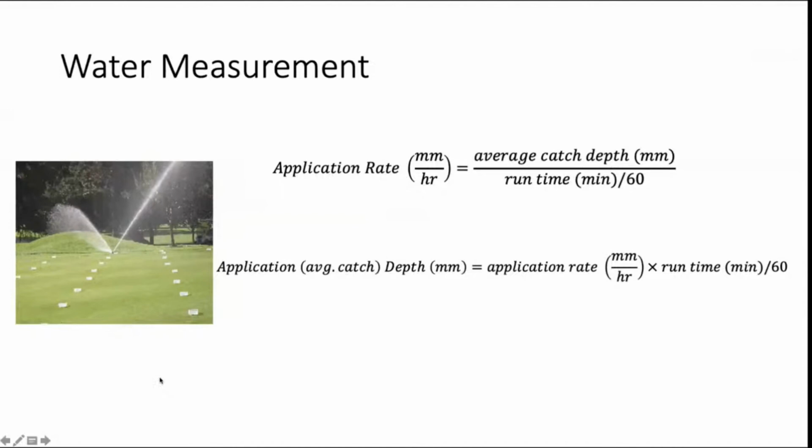Okay, just some general ways to measure water here. The application rate is simply our average catch depth over runtime, that's length per time, and we want to divide that by 60 to get to millimeters per hour. This is the equation, and we can rearrange the equation to get our average catch depth. If we know our rate, we can set our runtime based upon this equation. So we can have a target depth and we know our rate, and we can rearrange this equation, bring this down over here, and get a runtime.